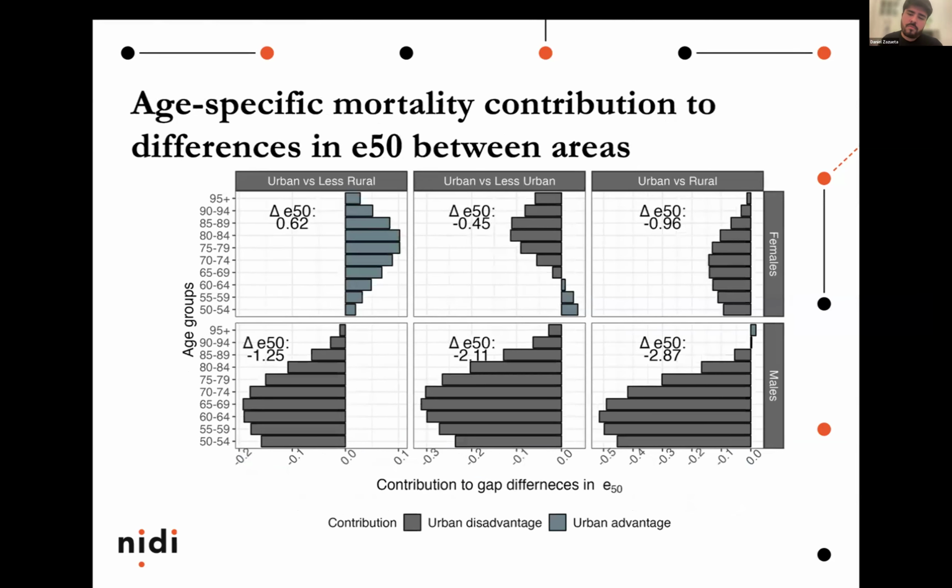But if we look at the decomposition results, to assess exactly which age groups are driving these differences, what we get, if you look at the right panels, the ones that say urban versus rural, is that for females, we almost have 1 year of difference in life expectancy. And most of those differences are concentrated between ages 65 and 84. For males, the difference between urban and rural areas is almost 3 years, but there the difference is more or less for mortality below age 70.